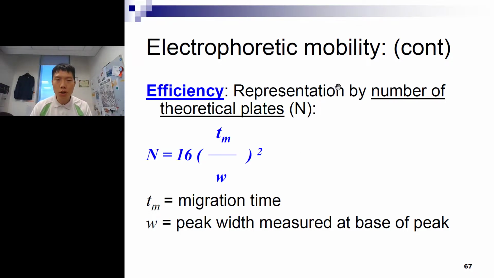Next, we call that, right, to find out the efficiency. When we define efficiency, it is about the number of plates in the system here. So the number of plates, right, this is from the Deemter equation, from the other class: N = 16 (migration time over the peak width, measured at the peak base) squared.